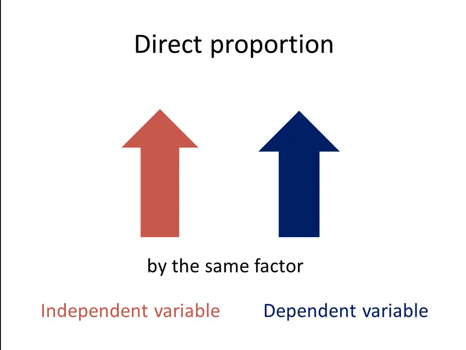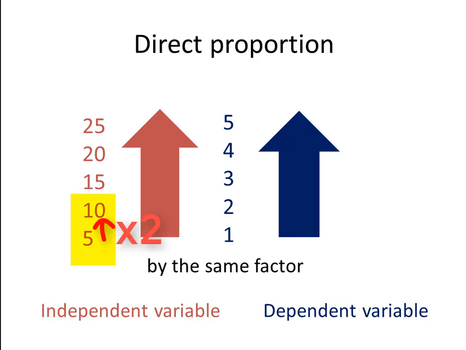Remember that in direct proportion, as the independent variable is increased, the dependent variable increases also, and the rate of increase is the same for both of them. So for example, you might have 5, 10, 15, 20, 25. The independent variable is being increased from 5 to 25, and the dependent variable values may be 1, 2, 3, 4, 5. So you can see as the independent variable increases, the corresponding dependent variable also increases, and the rate at which the increase happens is the same. From 5 to 10 it's a doubling, from 1 to 2 it's a doubling, and so on.